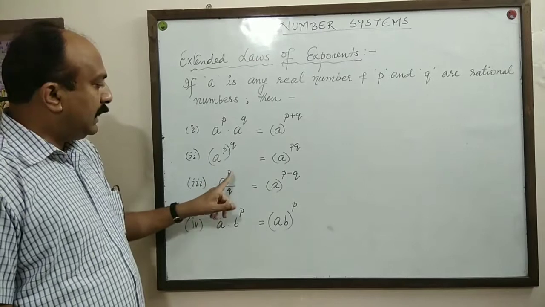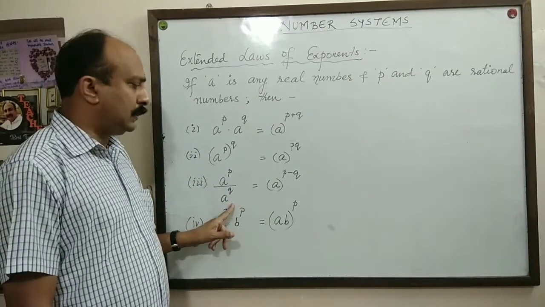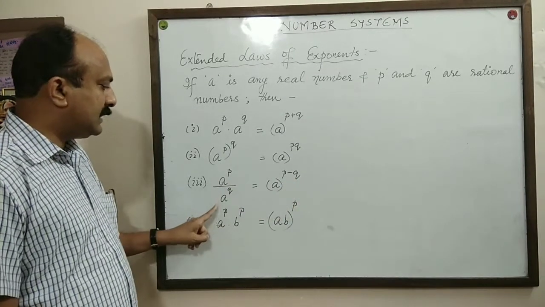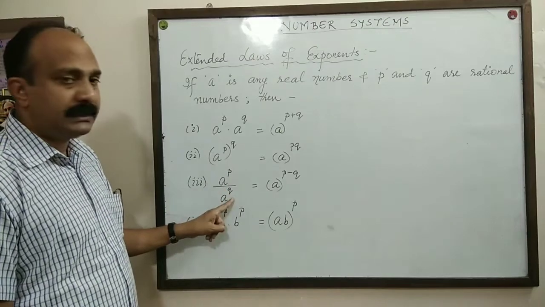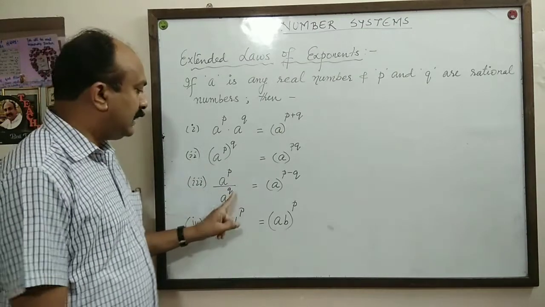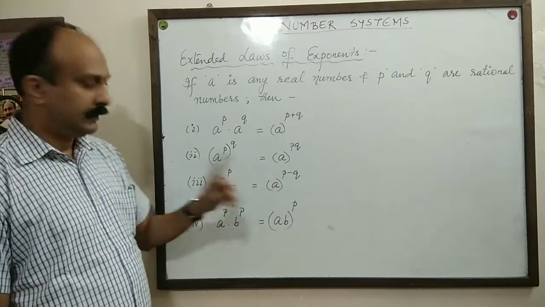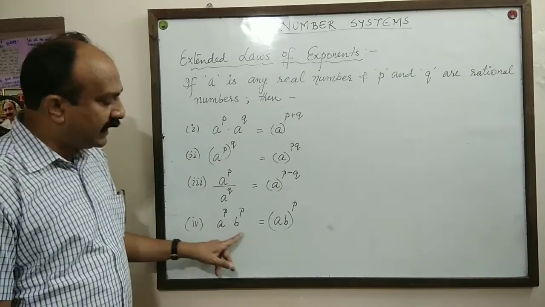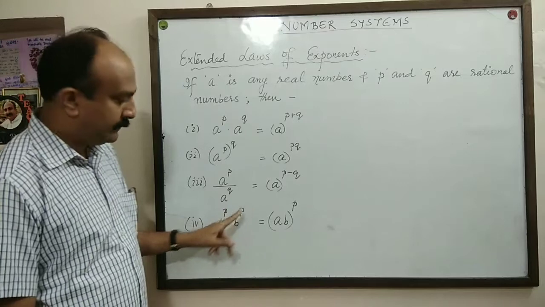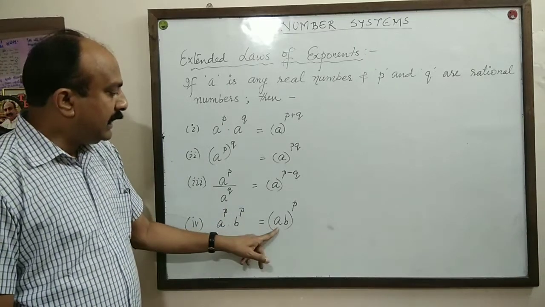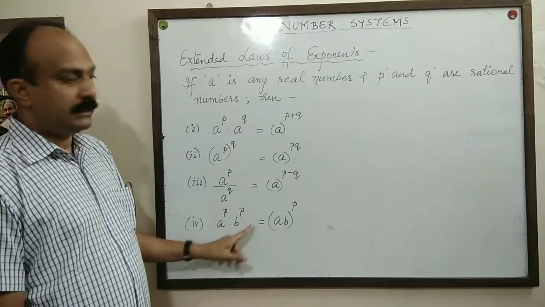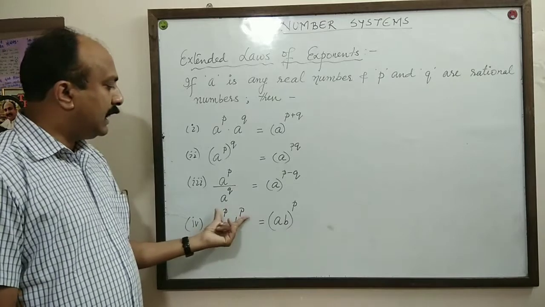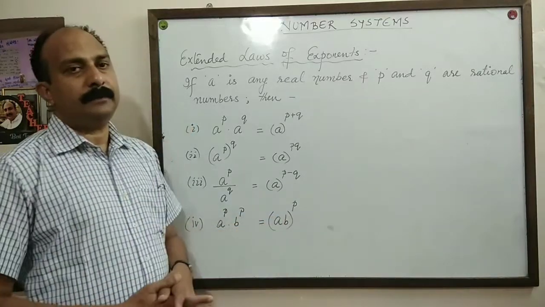Third rule, a power p upon a power q is equal to a power p minus q. Means same bases, different powers, but upon, divide. Divide means subtraction. And the last one, a power p into b power p. Bases are different, powers are same. When they multiply, a into b, base into base, the whole power p. Different bases will be multiplied together and the same power will remain same.